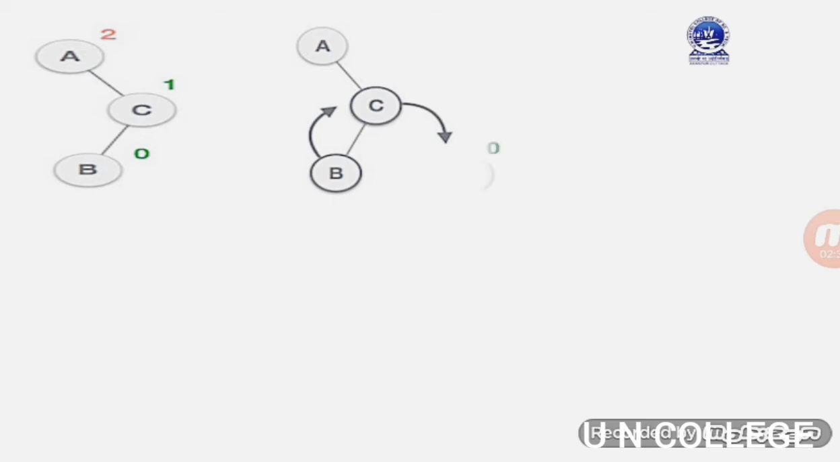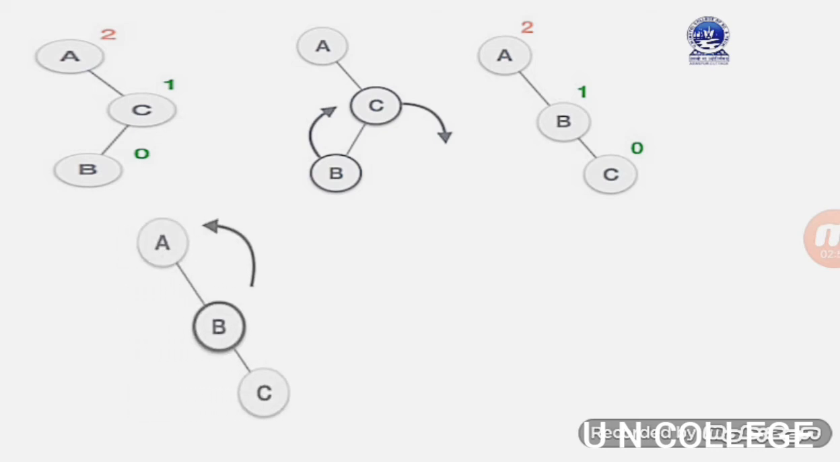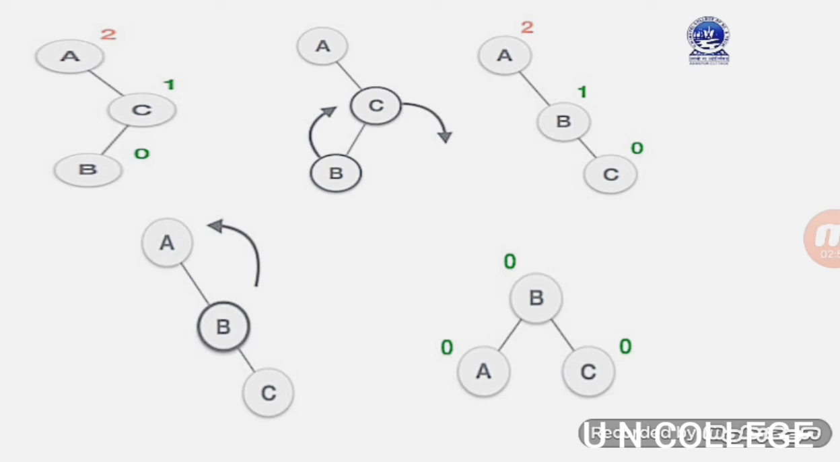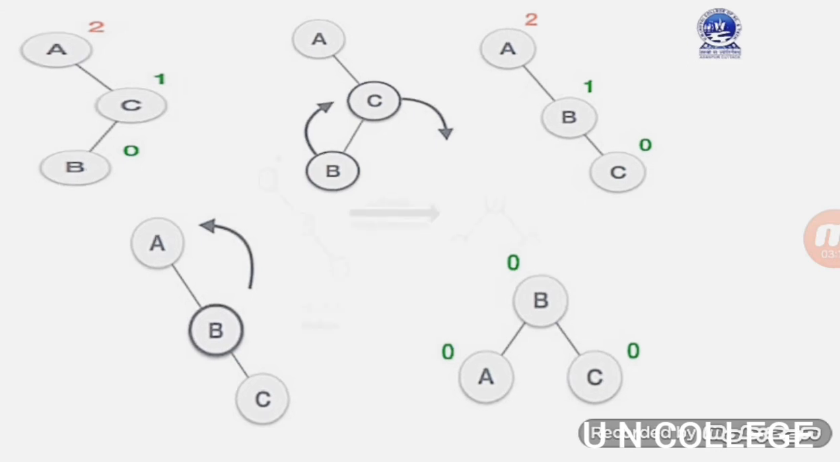At the first step, we make B take C's place, and we place C as the right child of B. It means now A's balancing factor is 2, B's balancing factor is 1, and C's balancing factor is 0. Then we place B as the root, A as the left child and C as the right child. In this way we are performing double rotation, which is more complicated in comparison to single rotation.